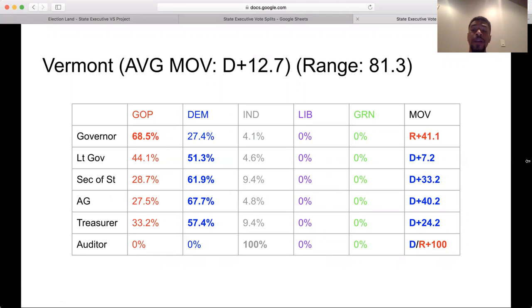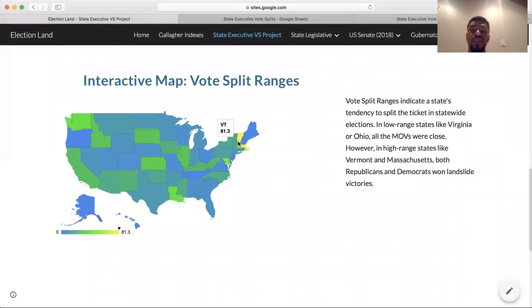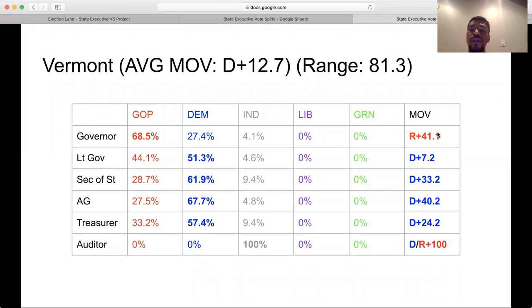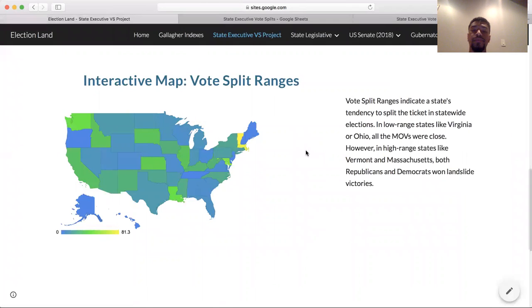And one of those is a Republican, one of those is a Democrat. So as you can see, about 40% of voters in Vermont voted Republican for one race and Democrat for the other. That is a very high percentage. And that is where you get the 81.3, because that is multiplied by 2 when you add the 41.1 and the 40.2, because you add when there are members of two parties, but you subtract when there are members of only one party winning state executive elections.